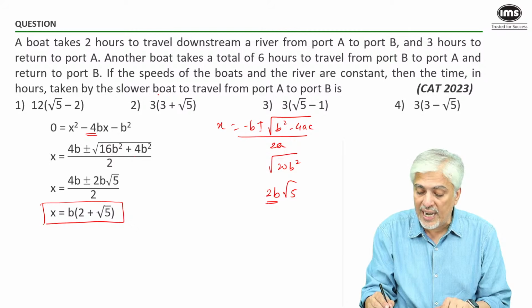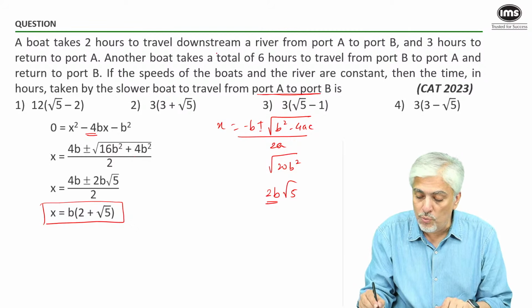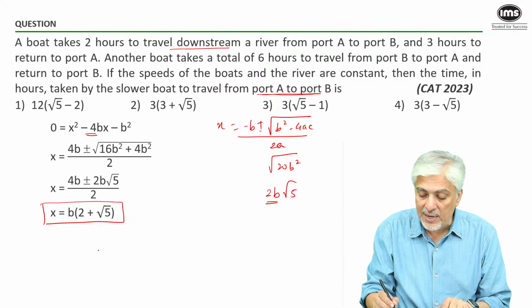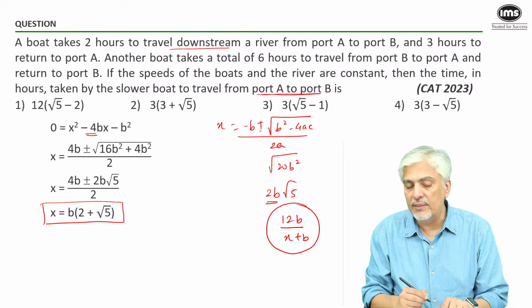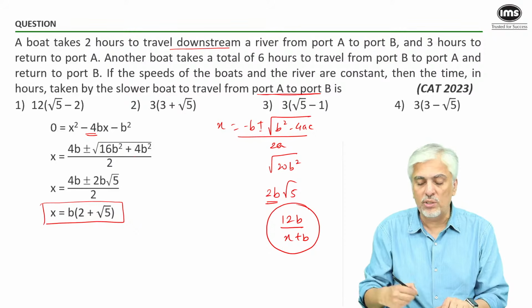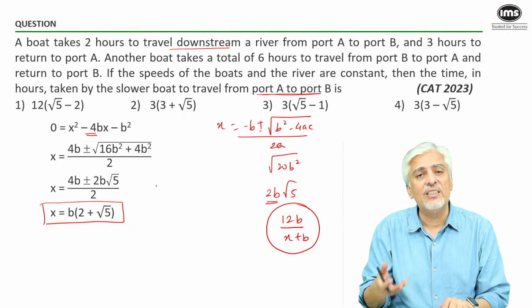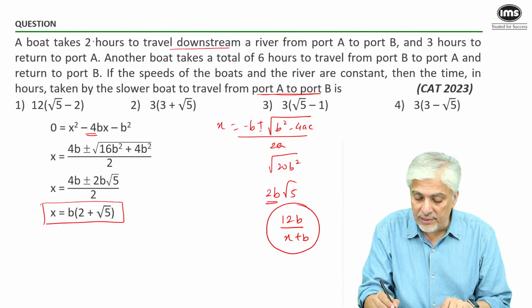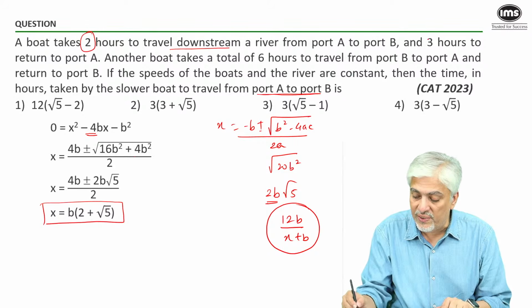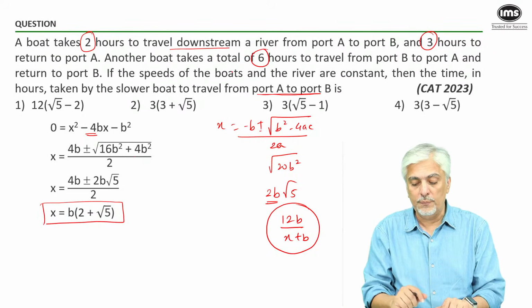In ours, what is the time taken by the slower boat to travel from A to B? Now A to B was downstream. That means I want to find 12b upon x plus b. This is what I want to find. Slower boat is this one. How do I know this is the slower boat and not the earlier one? Because for the earlier one, the values were already given. So this has to be the slower boat, and the earlier boat was taking 2 plus 3, 5 hours, while this boat is taking 6 hours. That is why I know this is the slower boat.